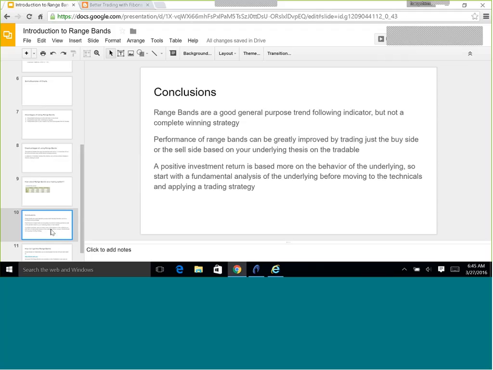Look at the chart, look at the market, based on the fundamentals and technicals, decide whether it's a long or a short, whether it's a positive or a negative situation, and then you can use the range band to signal entries in the direction according to your underlying bias on the tradable.